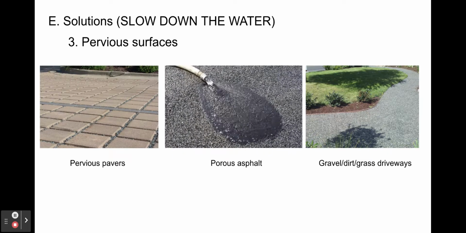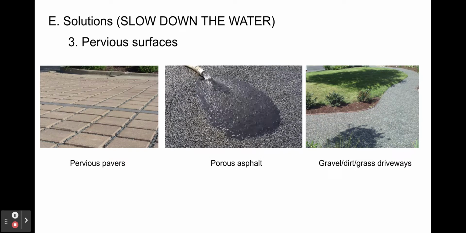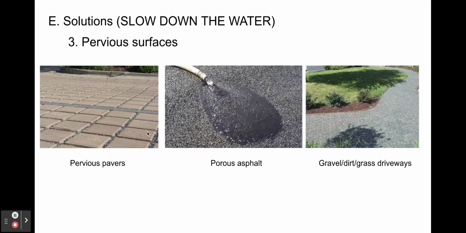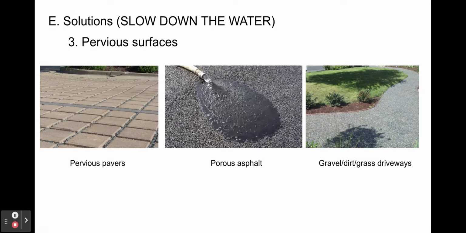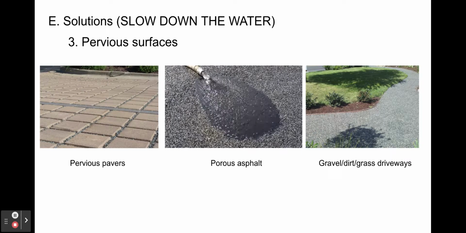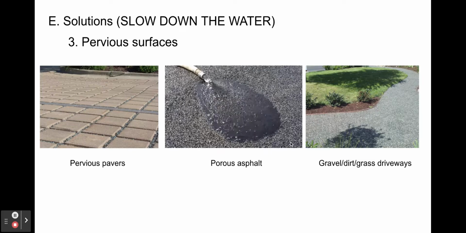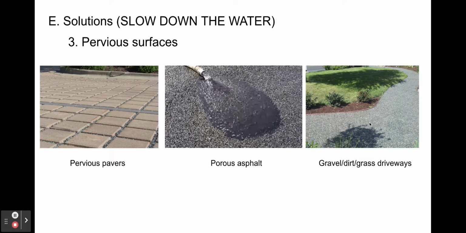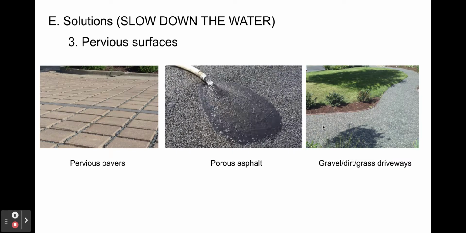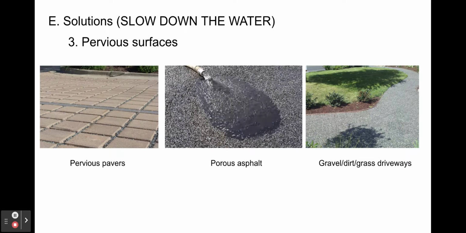Solution 3, pervious surfaces. That's the opposite of impervious surfaces. These are surfaces that can absorb water and allow it to infiltrate. Pervious pavers have gravel in between them so that water can flow down through the gaps between the tiles. Porous asphalt is a pretty new invention. It's still really expensive, so you don't see it in a lot of places, but it's asphalt that can actually absorb water, where it won't just flow over the surface. You can also replace paved surfaces with gravel, with dirt, with grass. For example, this driveway covered in gravel instead of covered in cement or asphalt.